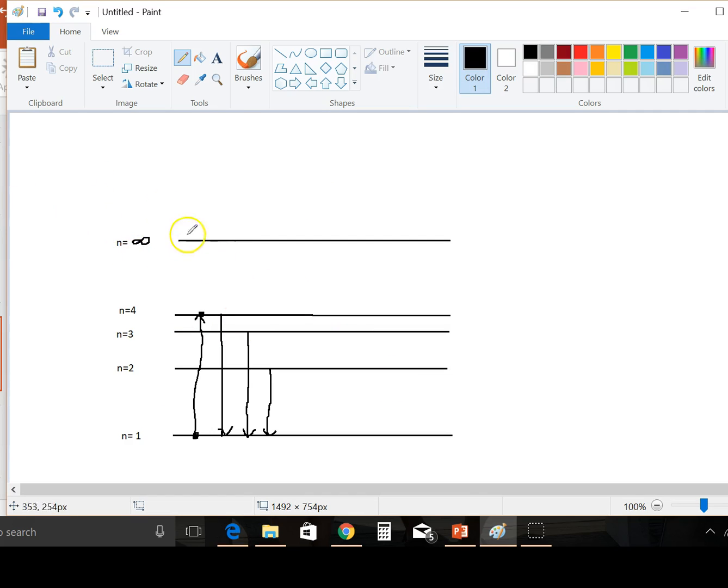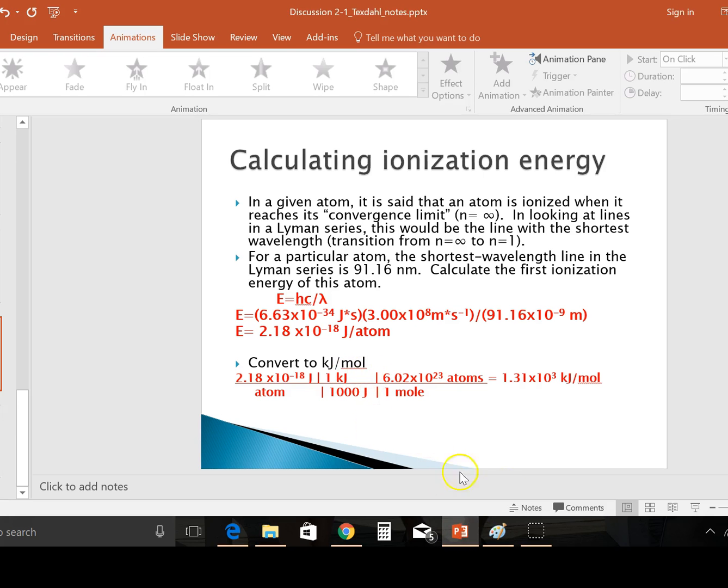Now we notice here n equals infinity. So if an electron in the ground state absorbs enough energy to go all the way up to n equals infinity, it reaches what is known as its convergence limit. Now the convergence limit basically just represents the amount of energy required to ionize the atom. In other words, an electron that makes it all the way to n equals infinity will actually be removed from the atom and create a cation. Okay, so there's a little preview.